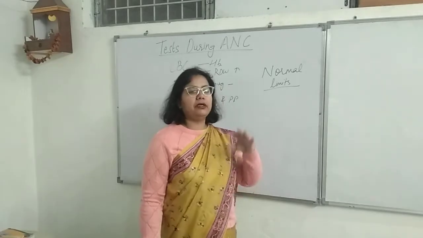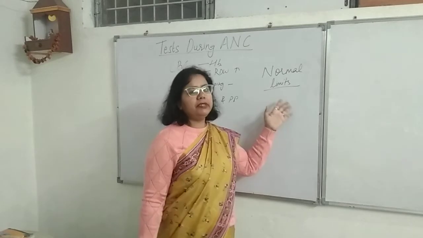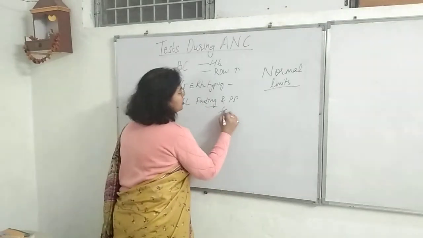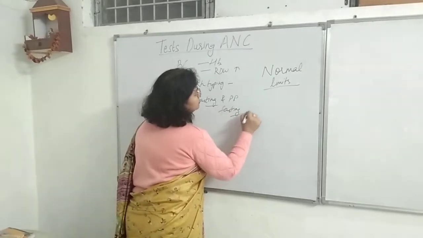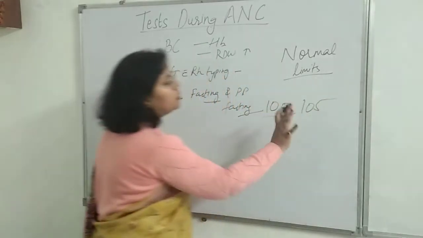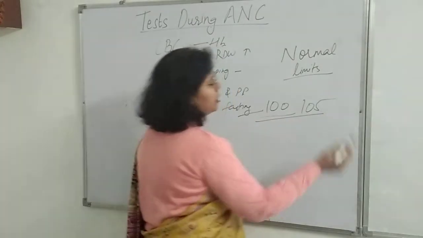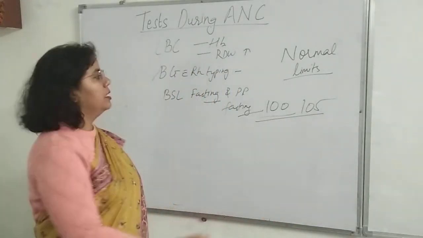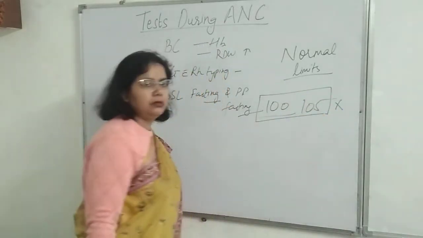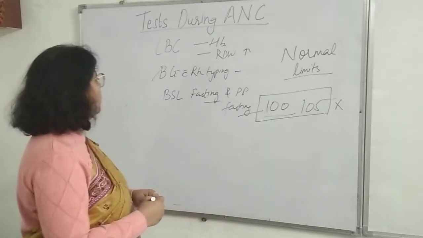An obstetrician who is doing clinical practice should be aware of the normal limits of pregnancy. Suppose a woman is coming with a fasting blood sugar of 100 or 105. This is not normal for her. Although this is normal in a non-gravid woman, in a pregnant woman this is absolutely not normal. So you will be doing fasting blood sugar and post meal blood sugar.